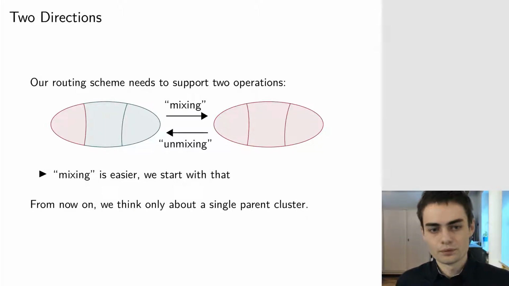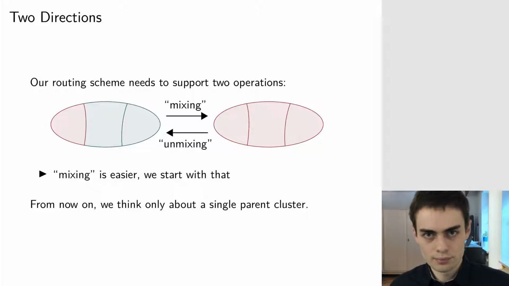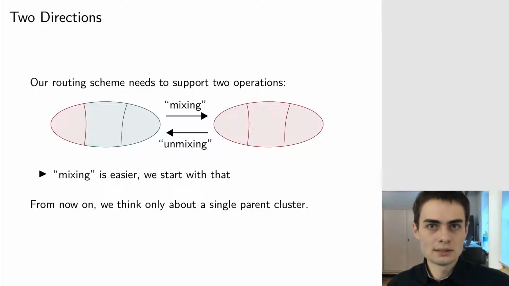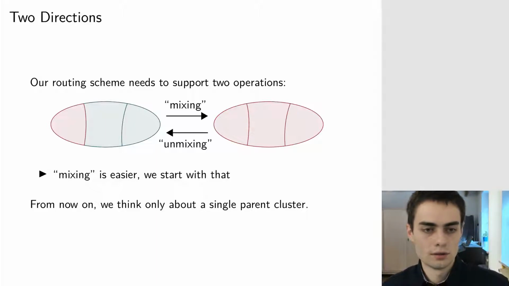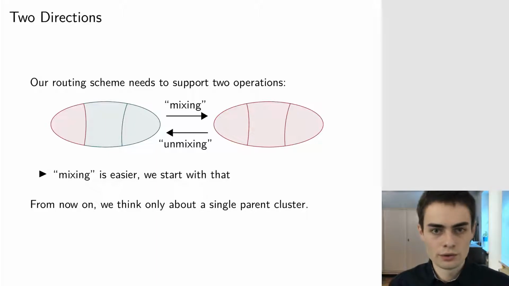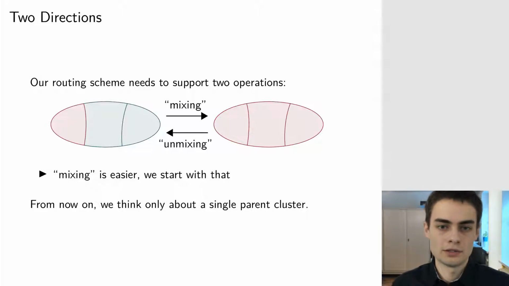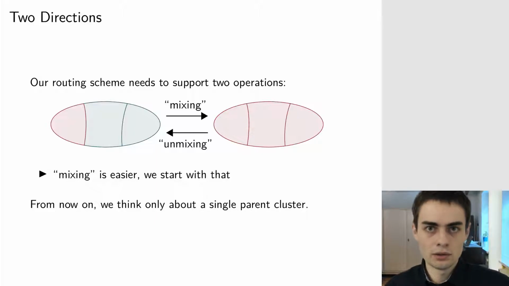Also, due to the properties of this decomposition tree, if you implement these two operations, the mixing and the unmixing operation, you basically can route packets competitively. The precise way this works was already constructed in the result by Räcke and Schmid. So we are not going to look at that in detail. We're just going to implement the mixing operation and the unmixing operation. So from now on, we are only going to look at the single parent cluster and the children, and then implement these two operations.